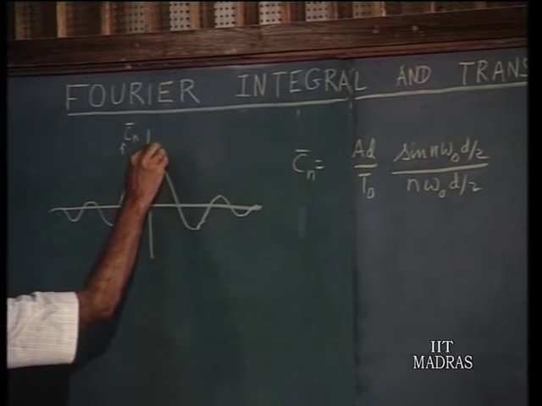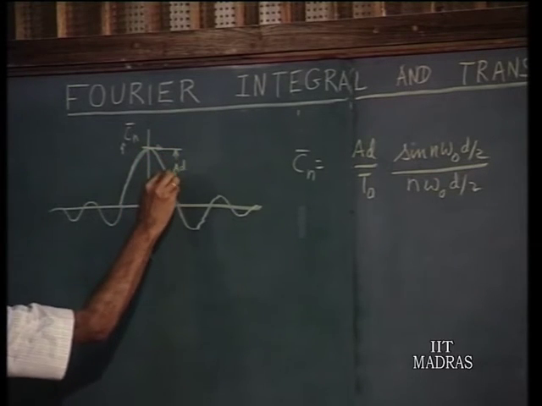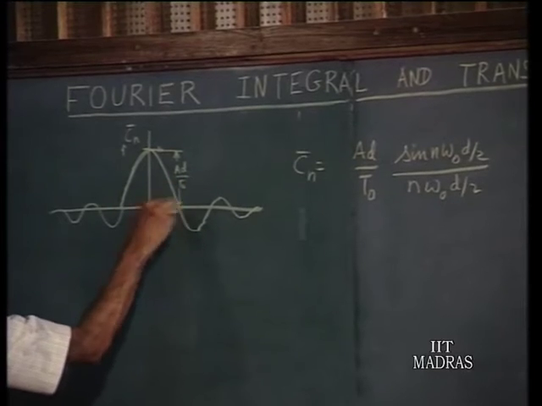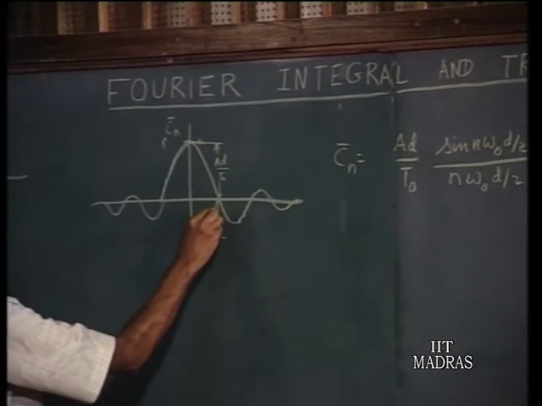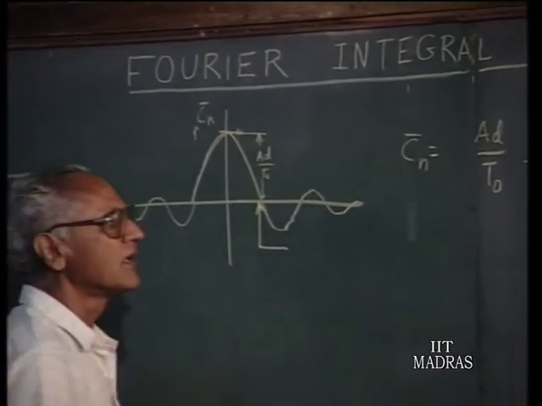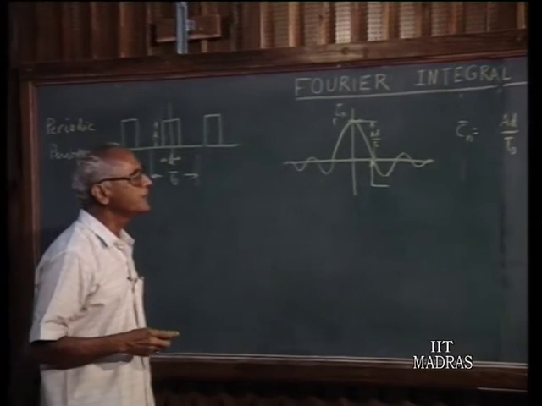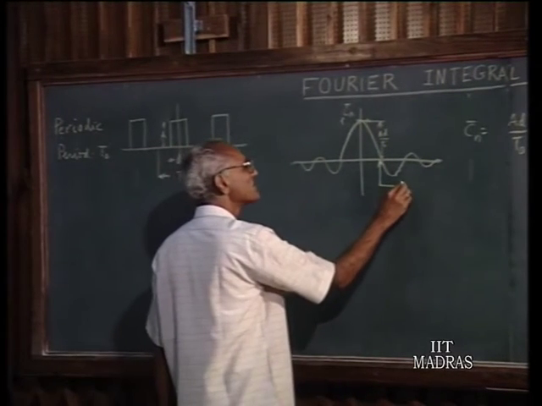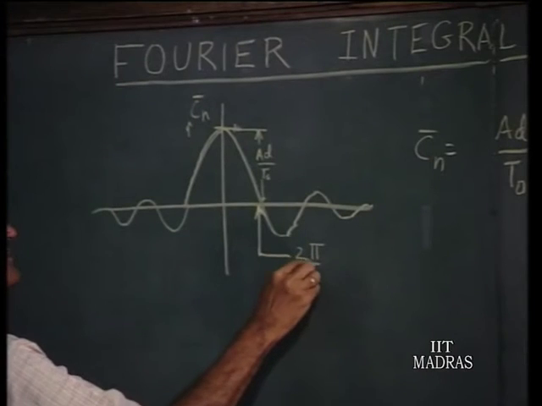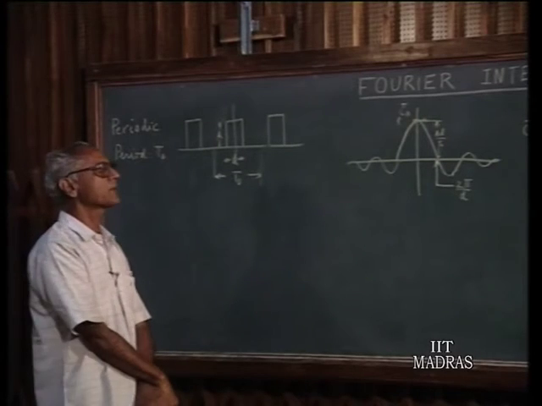The height of this is A d upon T naught, and the first 0 occurs when n omega naught d by 2 happens to be pi. Therefore, the frequency corresponding to this is 2 pi upon d. So, this is the nature of the spectrum for a periodic pulse train like this.